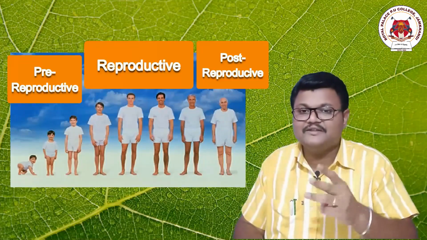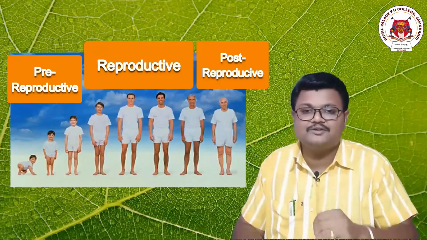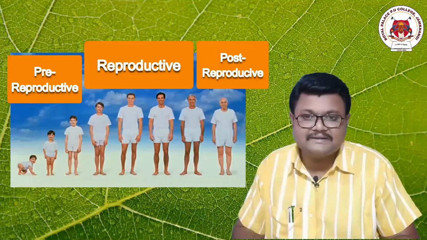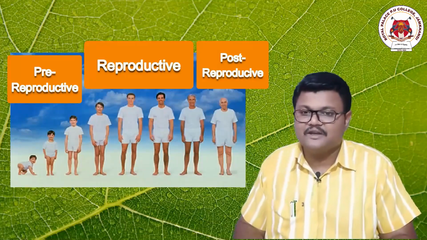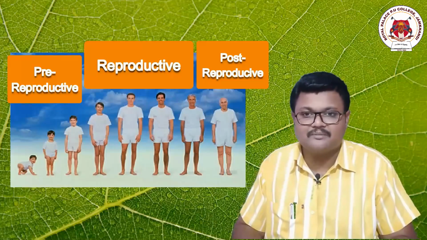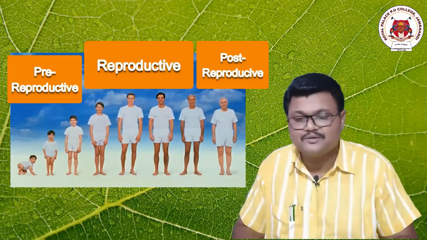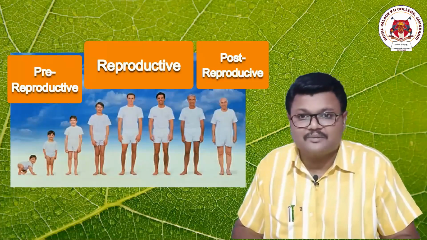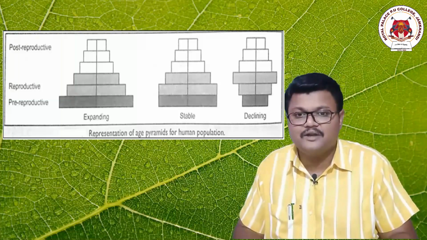So considering these three age groups, when we plot a graph of these three age groups versus the population, we can get three different pyramids. What are those pyramids? Let's look into those three age pyramids. Once again, I'm giving you a definition. An age pyramid is nothing but when the population is plotted against the age distribution, three different pyramids will result. They are called age pyramids, and they are of three types. Age pyramid number 1, expanding. Age pyramid number 2, stable. Age pyramid number 3, declining.